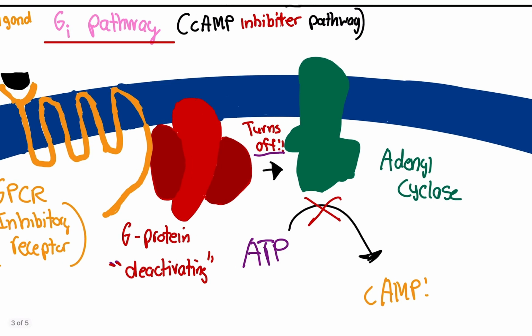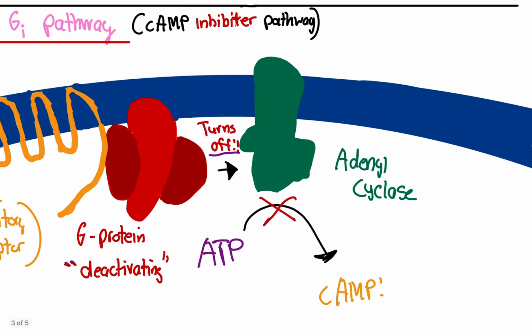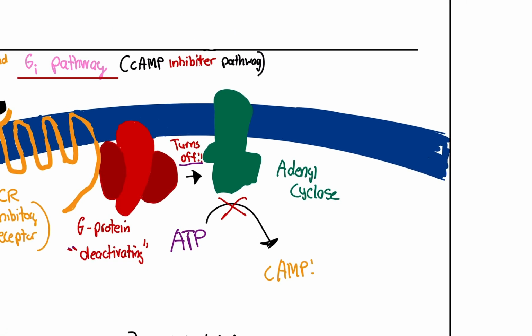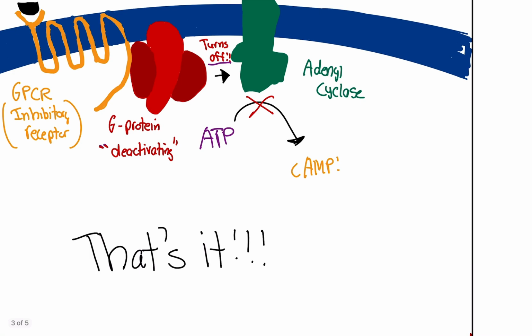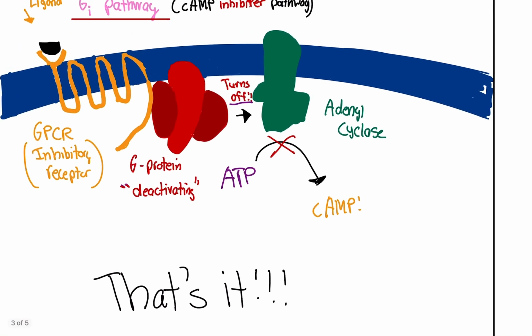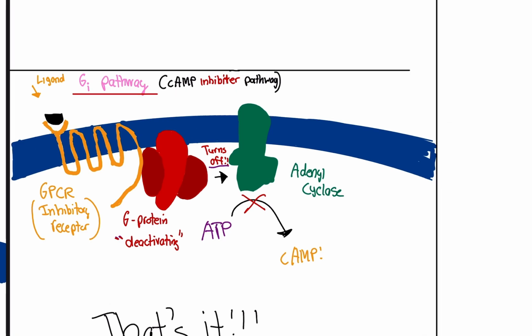In turn, this turns off adenyl cyclase. Right, in the GS pathway, when G protein is turned on, adenyl cyclase is turned on. Adenyl cyclase is the factory, so when G protein is off or deactivated, the factory turns off. Adenyl cyclase shuts down. We're not making cAMP, so ATP is not being converted to cAMP. And that's it. That's literally it. It's so simple, but it's very important to know.